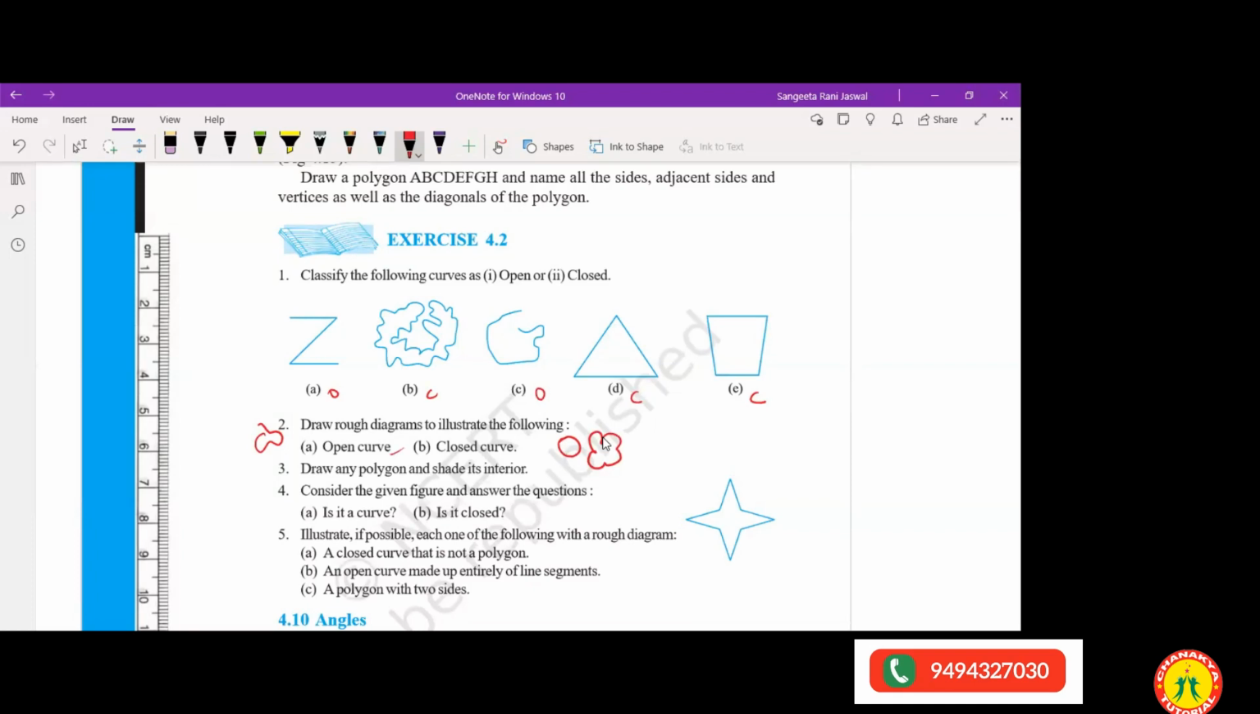Okay, now draw any polygon. Draw any polygon and shade its interior. Interior means what? Inside. Now suppose I have this triangle as a polygon, and I have to shade the inside part of this. So make any polygon, three-sided, four-sided, five-sided, any polygon, and shade the interior part.